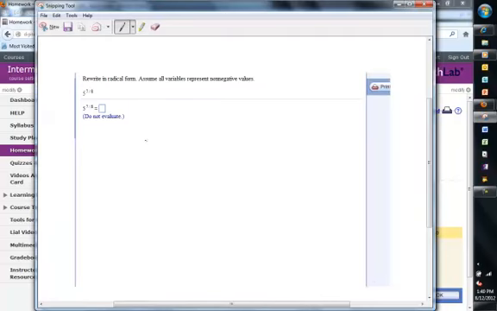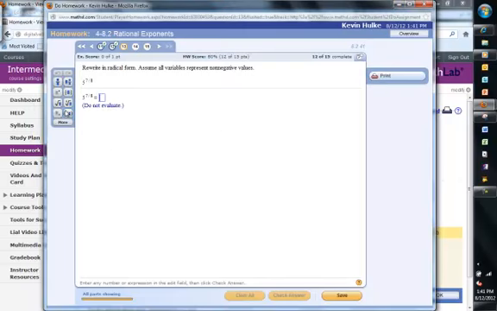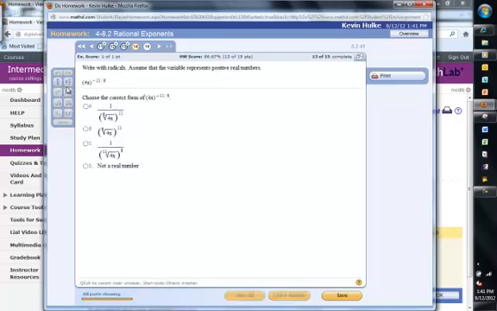5 to the 7/8 is the 8th root of 5 to the 7th. And so we would rewrite this as 8th root of 5 to the 7th. Number 14. The negative sign tells us to put it in the denominator. The 11 goes underneath the radical. The 8 is the index of the radical, so it will be letter A.